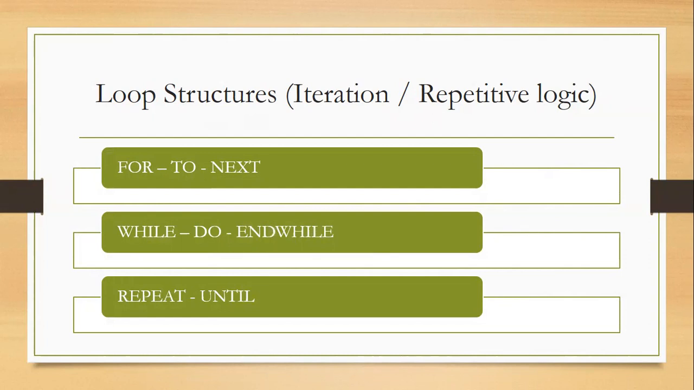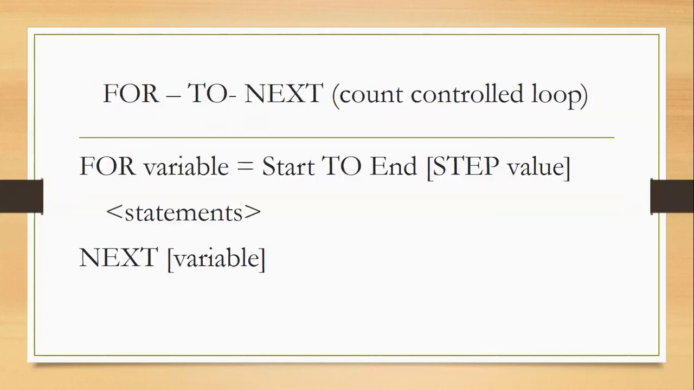The first one is called for to next. The second one is called while to end while. And the third one is called repeat until. Let me start with the first one, for to next. It's basically also called a count control loop.